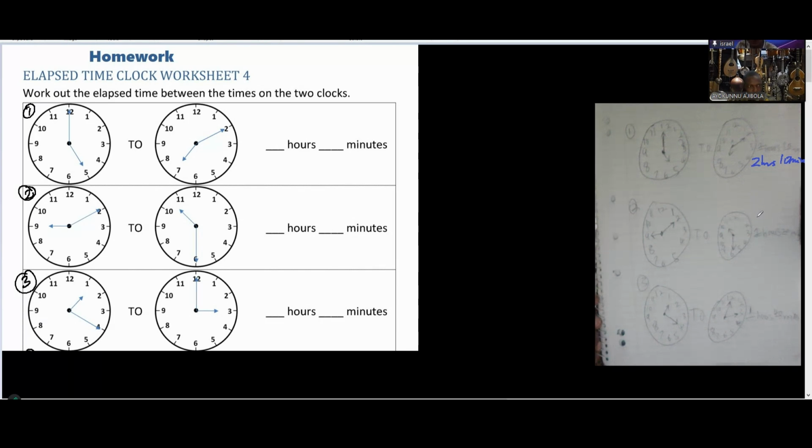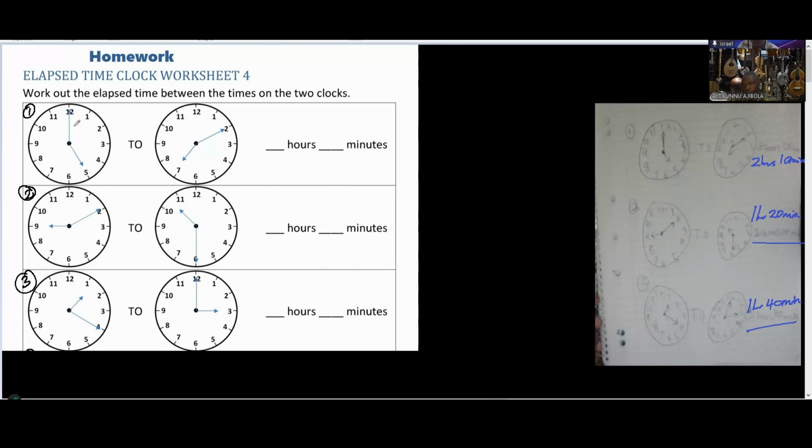Then what about number two? What's your answer to number two? Just read it for me so I can put it in. 1 hour, 20 minutes. And number three. You're not concentrating. 1 hour, 40 minutes. Okay, 1 hour, 40 minutes.